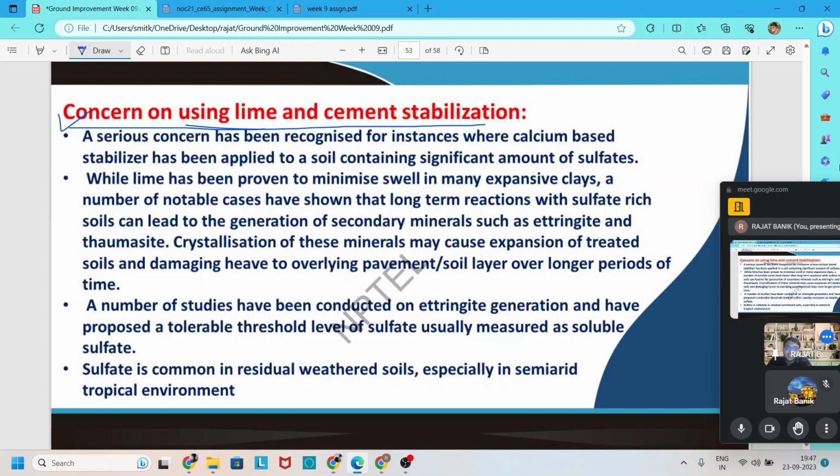This thaumasite or ettringite is of crystalline nature. So crystallization of this material may cause expansion in the treated soil and damaging heave to the overlying pavement layer over a longer period of time. So we use lime to reduce the swelling and shrinkage nature, but if the sulfate amount is high, after a long period of time the sulfate reacts with the soil and creates crystal minerals, that is ettringite and thaumasite.